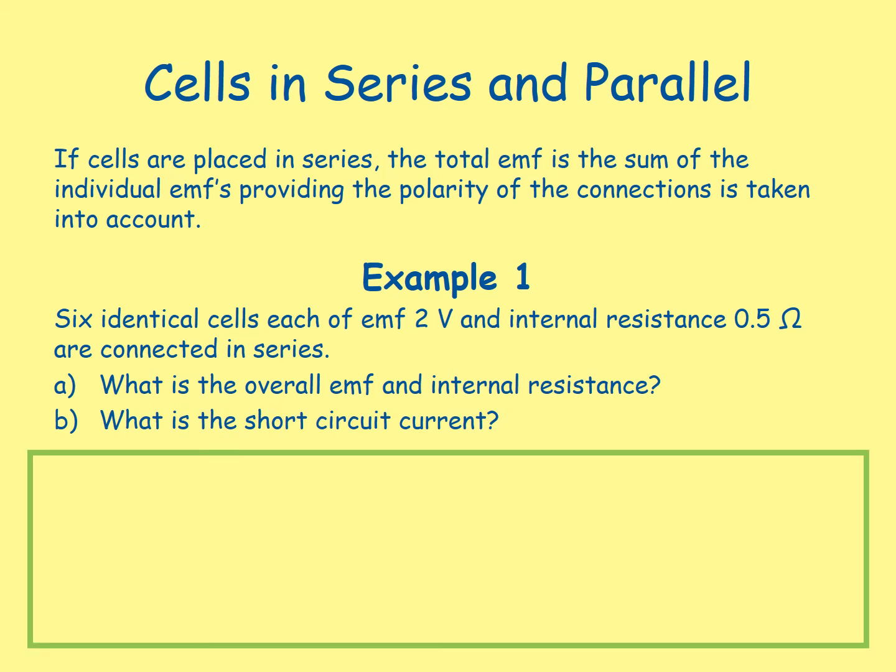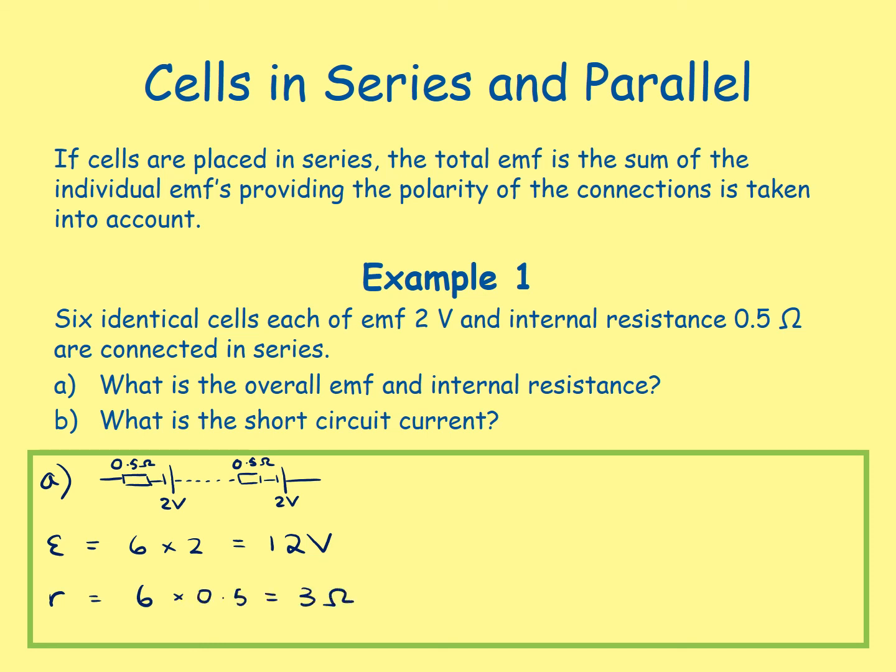Thinking about part A first, we can draw ourselves a little picture to visualize it better. So remember, we don't just need to draw the cell, we can draw our resistor there to represent the internal resistance. There's our cell, we've got 6 of these connected together. So each of our internal resistances is 0.5 ohms. And each of our EMFs is 2 volts. So to calculate our EMF, all we have to do is 6 times that 2 volts. So that's 12 volts altogether. And same for the internal resistance, 6 times our 0.5 ohms, which is 3 ohms.